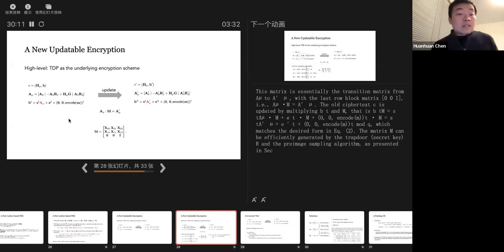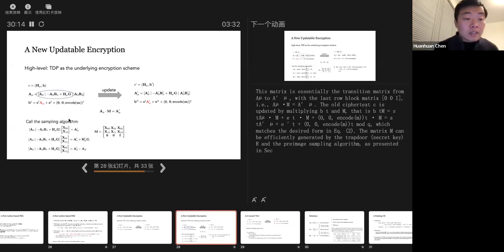How can we do that? We can do that because, recall that the secret key R1 is actually the trapdoor for the first two blocks of A mu. So we can call the sampling algorithm to find the matrix X such that it equals the first block of A0 prime, and then we can keep calling the sampling algorithm on the second part and also the third part, and then we denote M in this form.